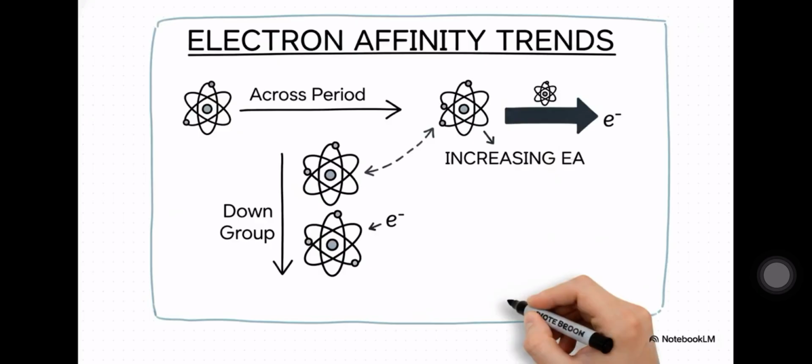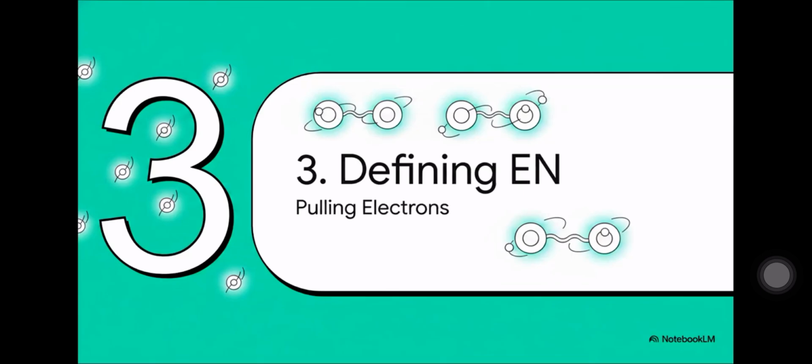Conversely, as you move down a group, top to bottom, electron affinity decreases. The atoms are getting physically larger. They're adding more electron shells, so that positive pull from the nucleus has a much, much weaker hold on an incoming electron. All right, section 3, defining electronegativity.